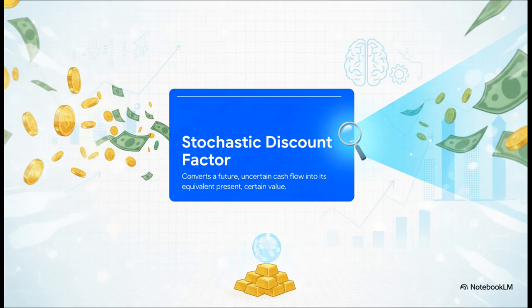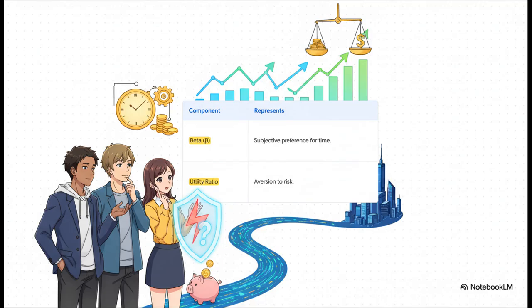The best way to think about it is like a shrinking machine. You feed a big, uncertain pile of money from the future into one end, and out the other comes its smaller, guaranteed value for today. Simple as that. So what makes the shrinking machine tick?